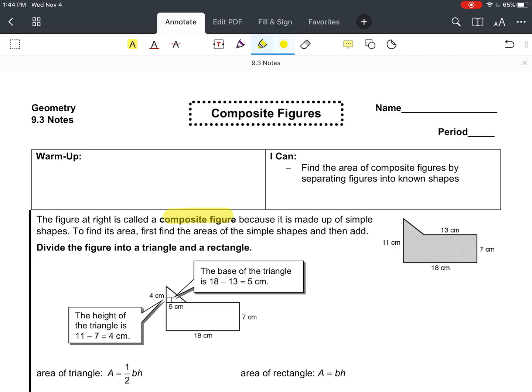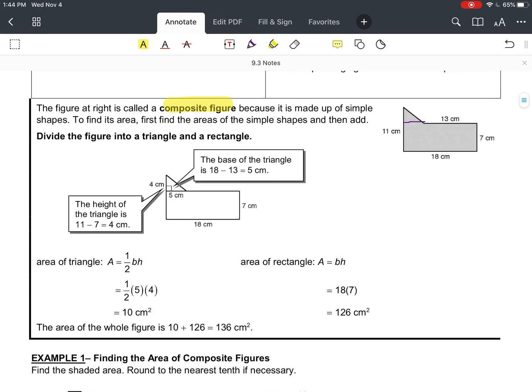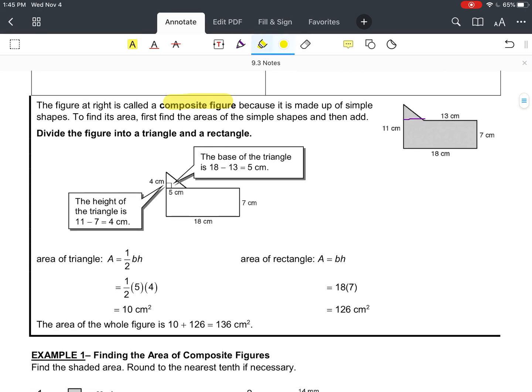and regular polygons. So in order to find the area of a composite figure, you have to break it up into shapes that you know. So in this case, there's a few different ways you can always break it up, but in this case, the easiest thing is if I draw a line and I can break it up into a rectangle and a triangle. By doing that, then you have to find the individual parts.